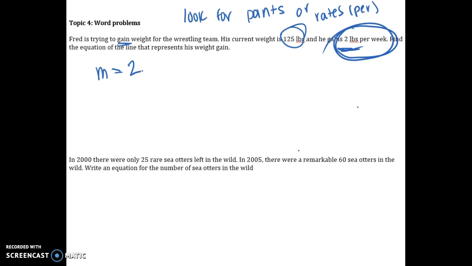Now I need to look for a point, maybe even a starting point. Well, the only other number I have is 125. That's how much he currently weighs. So if we're making the equation of a line starting today with how much he currently weighs, this would be the point 0, 125, which is your B. So it would be y equals 2x plus 125, because 2 is your slope, 2 pounds per week, and we start at 125 pounds. And then I could use this. It could ask me how much does he weigh after 5 weeks, and I would plug in 5, figure out the answer.